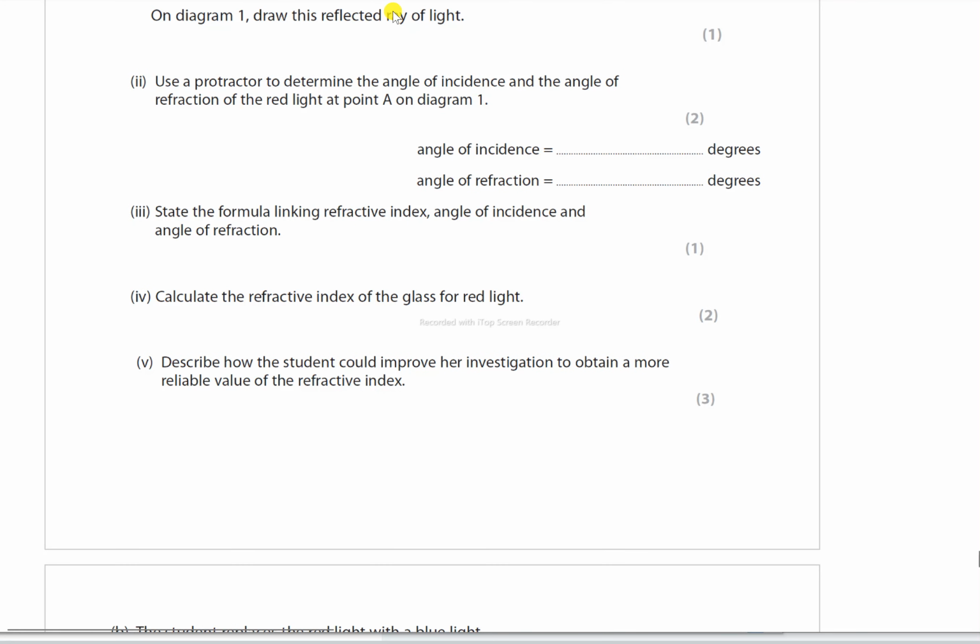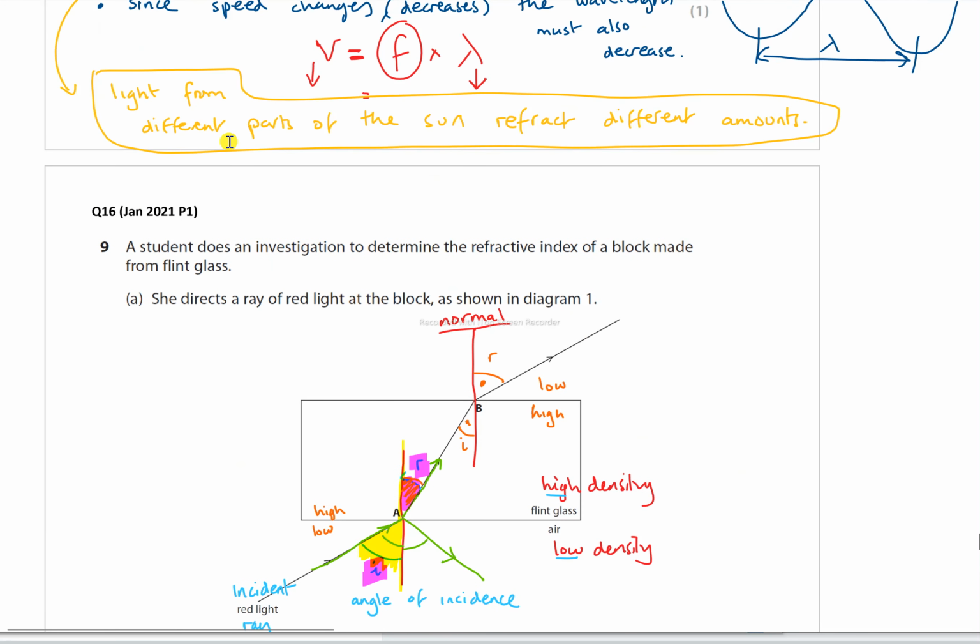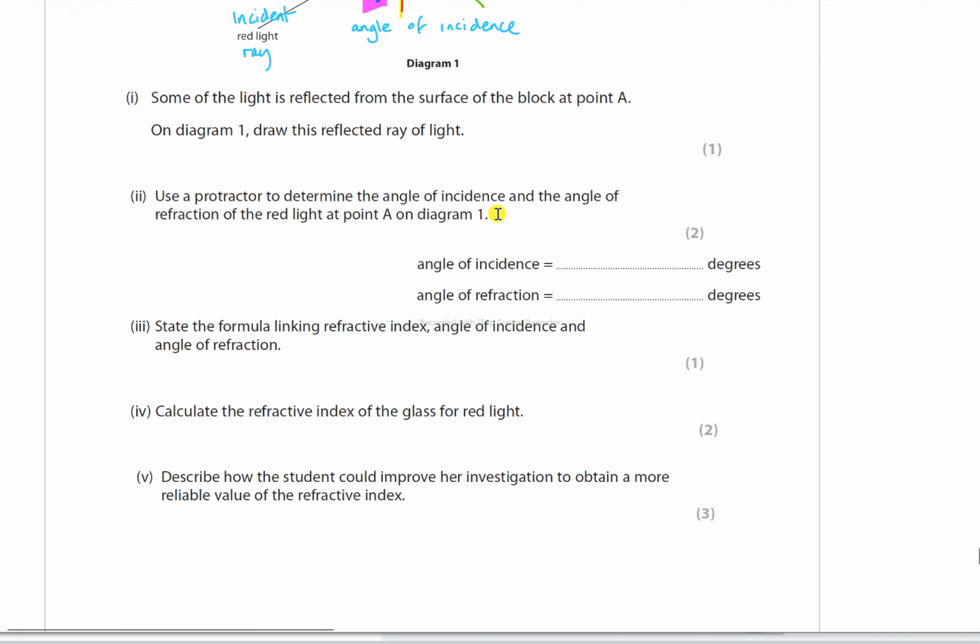So if you printed this out, which paper is it? It's question 9, January 2021, paper 1. So don't be afraid of it. Give it a go. The angle of incidence, they've measured it as 60 degrees, and the angle of refraction is 31 degrees.